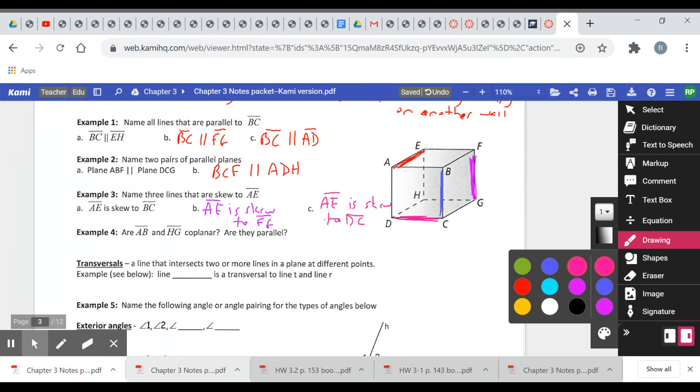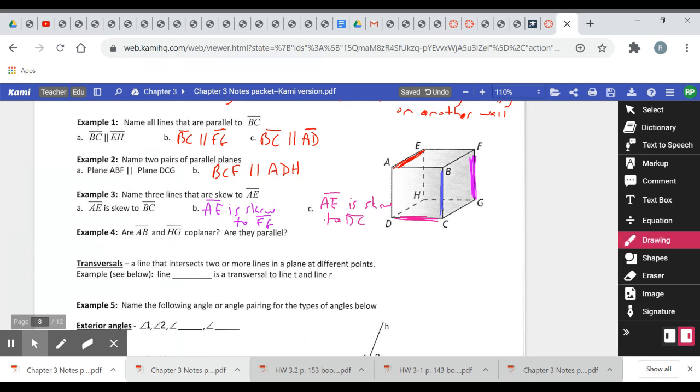Okay. All right, next up is saying are AB and HG coplanar and are they parallel? So let me get rid of my markings that we have here. And AB is right here and HG right here. Again, it says, are they coplanar? And again, could I take a saw blade and slice through that box and cover both of those line segments at the same time? So yes, they are coplanar. And are they parallel to each other? Yes, they do not intersect, and they're facing the same direction, and they're in the same plane. So yes.